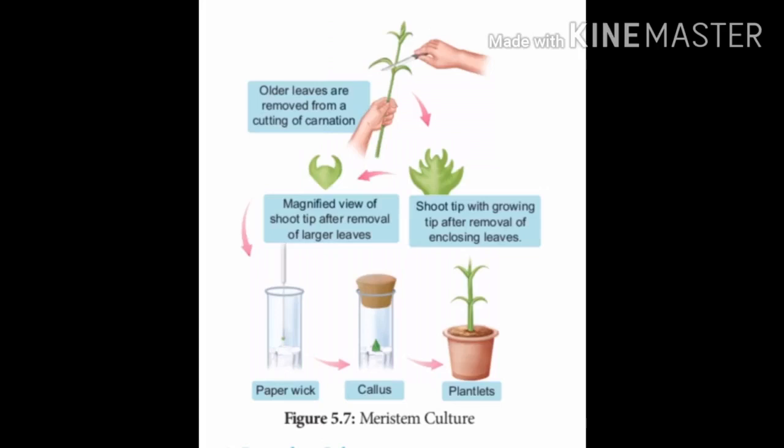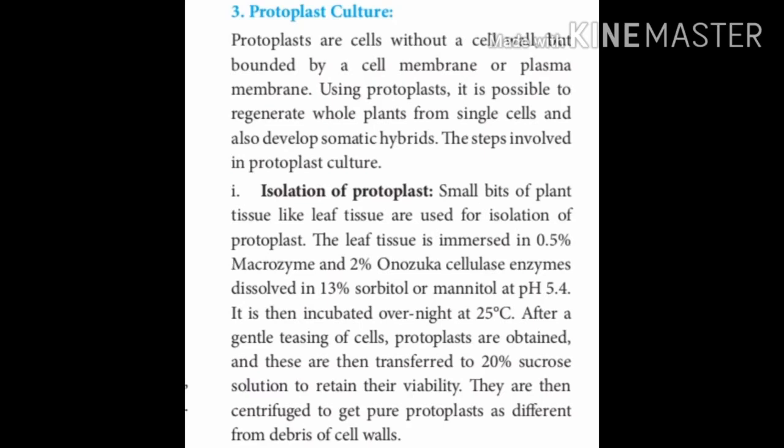This is the second type of culture. First we discussed about the organ culture. The second we have been discussing about the meristem culture. Now let's move on to the next topic, that is protoplast culture. This protoplast culture is of high commercial value. Protoplasts are cells without a cell wall but bounded by a cell membrane or plasma membrane. So this is what we are going to culture now.